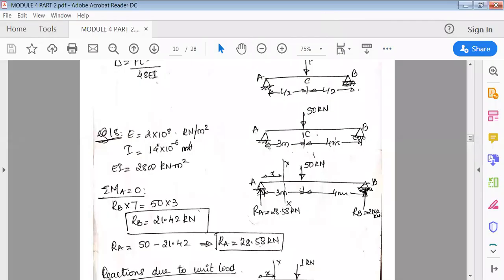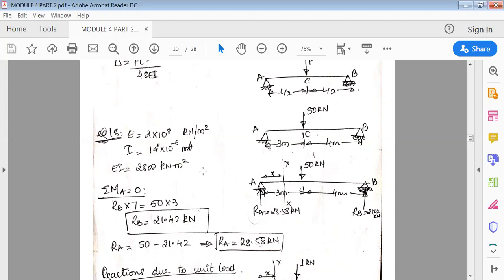Let us start with the problem. Find the deflection using the unit load method. It is again a complete span AB of length 7 meter, with a 50 kilonewton eccentric load placed here, and the EI value is given in kilonewton and meter square. There's no simplification, so you can directly multiply E into I and you'll get EI, that is 2800 kilonewton meter square.